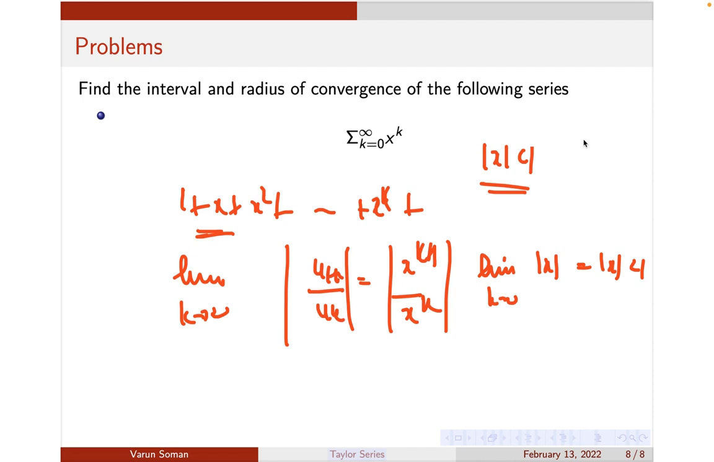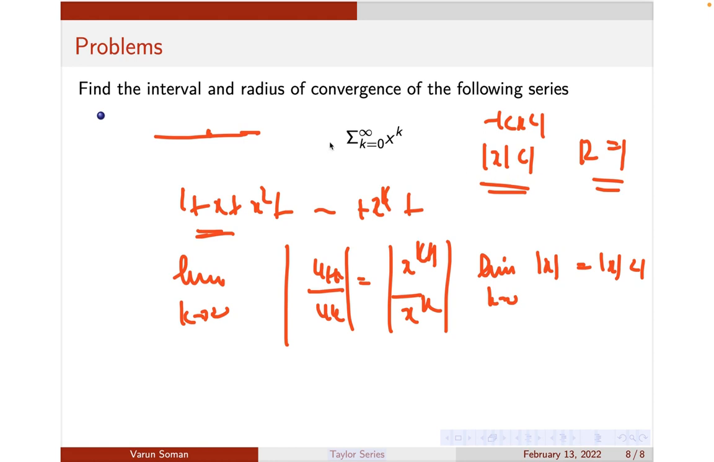And now can you guess the radius of convergence? You know that this interval of convergence has total length 2, because it is minus 1 less than x less than 1. So what is the radius of convergence? The radius of convergence is nothing but 1. Okay, and can you tell about the endpoints here?